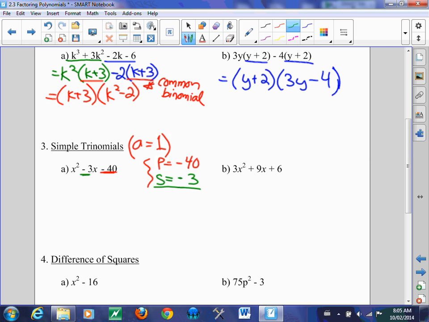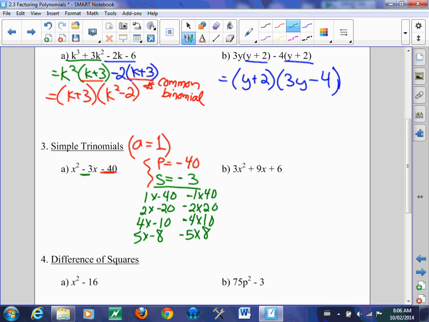Okay? So what two numbers multiply to negative 40 and add to negative 3? Well, first of all, you should realize that if the product is negative, one needs to be positive and one needs to be negative. Okay? So I could do 1 times negative 40. I could do 2 times negative 20. I could do 4 times negative 10, or 5 times negative 8. It could also be that the smaller number is negative. Negative 1 times 40, negative 2 times 20, negative 4 times 10, and negative 5 times 8.